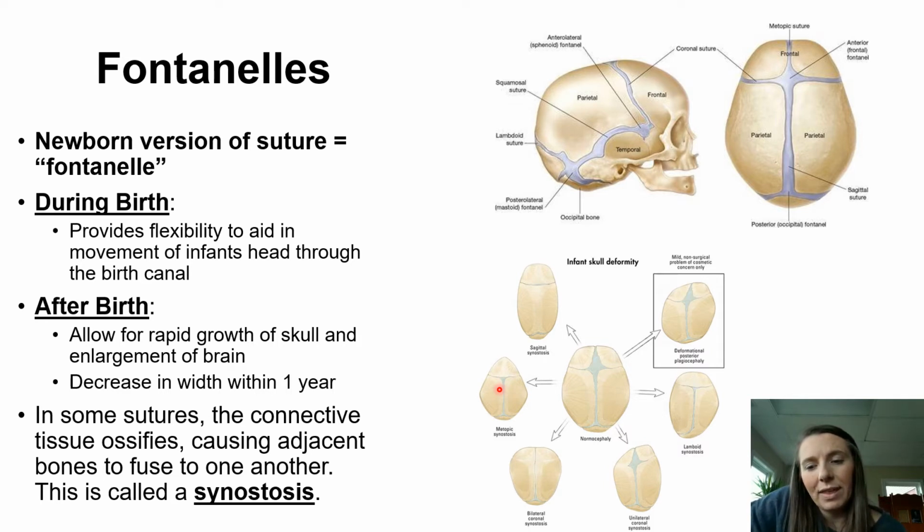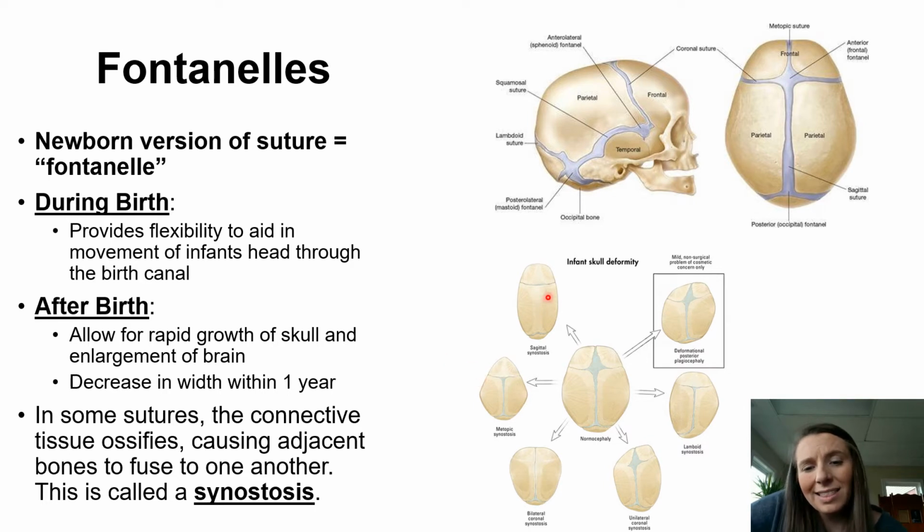If the connective tissue here ossifies before it's supposed to, then we call that metopic synostosis. And so now the frontal bones have fused before they were supposed to. So you would have more of a narrow forehead, as your parietal bones continue to grow, and your occipital bones and temporal bones are still expanding, but your frontal bone is sort of mismatched in terms of size, which can definitely lead to problems.